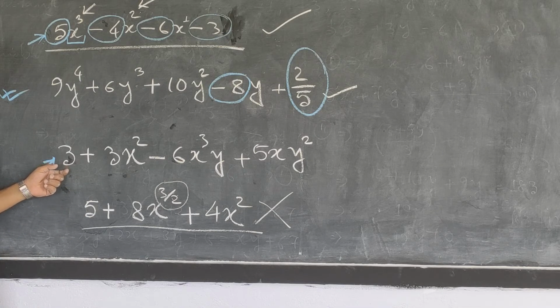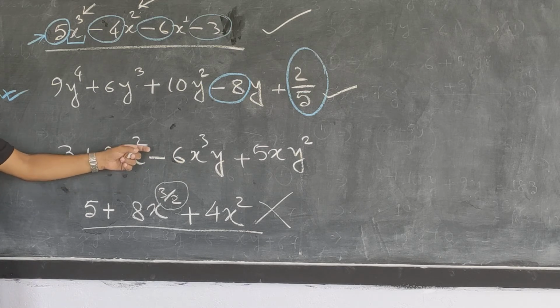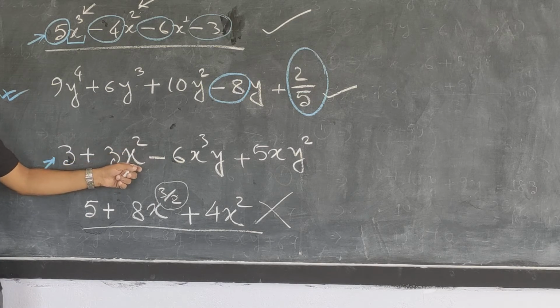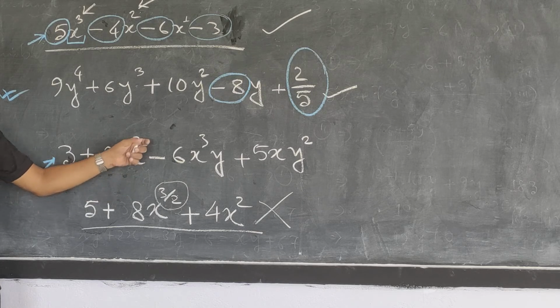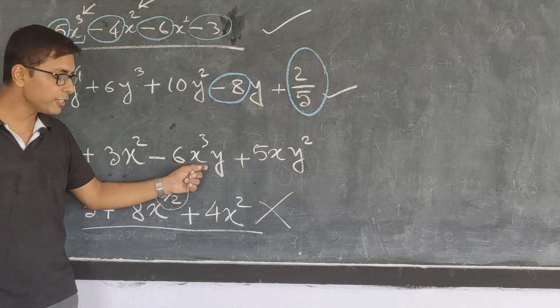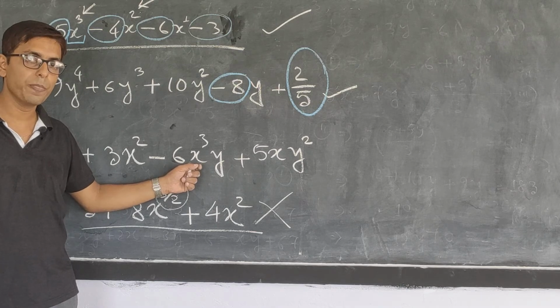Why is it a constant part? Because there are no variables attached. No x is attached with it, no y is attached with it, no z is attached with it. So it is a constant part. Now what is x square? Its coefficient, x square, its coefficient is 3. Okay, what is the coefficient of x square? That is 3. What is the coefficient of x cube?